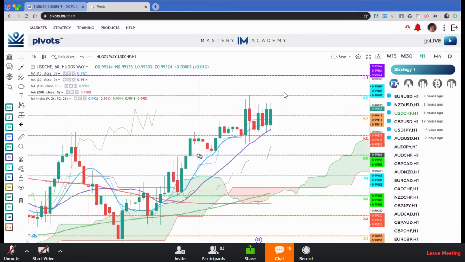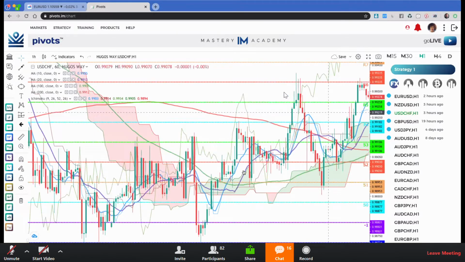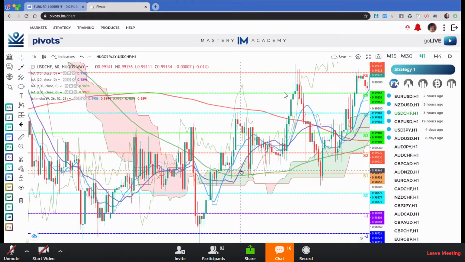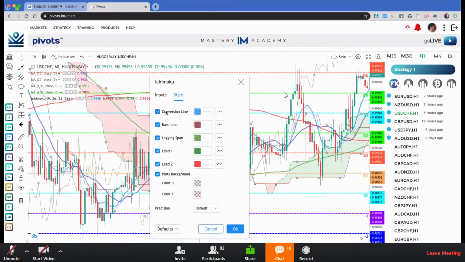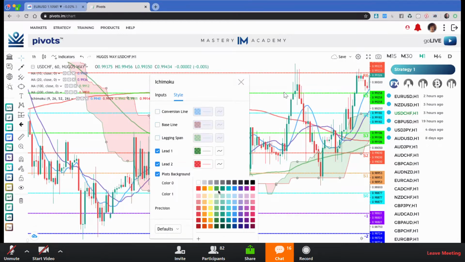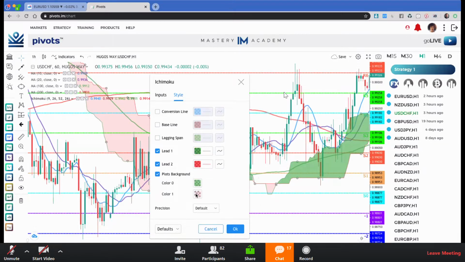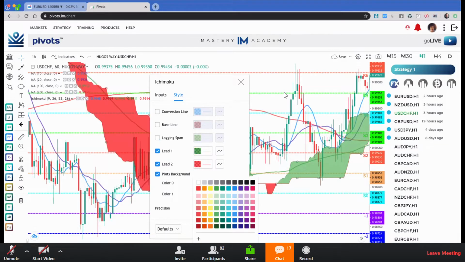Ichimoku looks quite messy, right? This is my problem with Ichimoku. This is my issue with Ichimoku. So we are going to change it. No conversion line, no baseline, no lagging span, and the colors nice and green, 60-65% colored in.